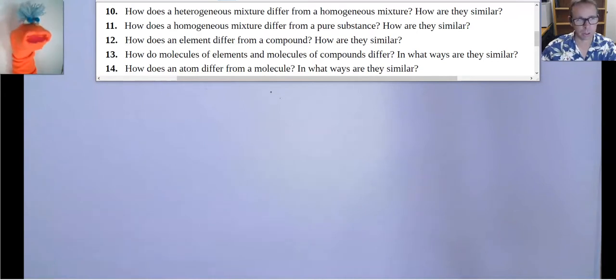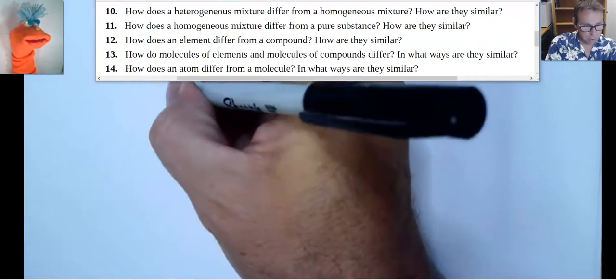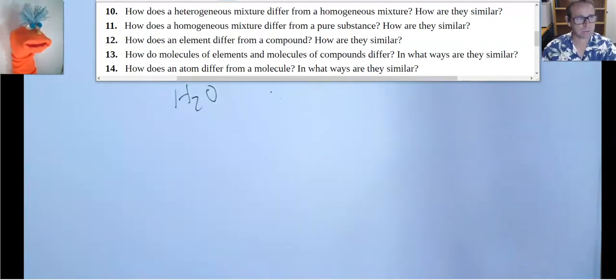You mean like water? Well, water. That's a good question. Is water a mixture? Like H2O, is that a mixture? It has hydrogen and oxygen. Okay, but that's not what our definition of a mixture is.